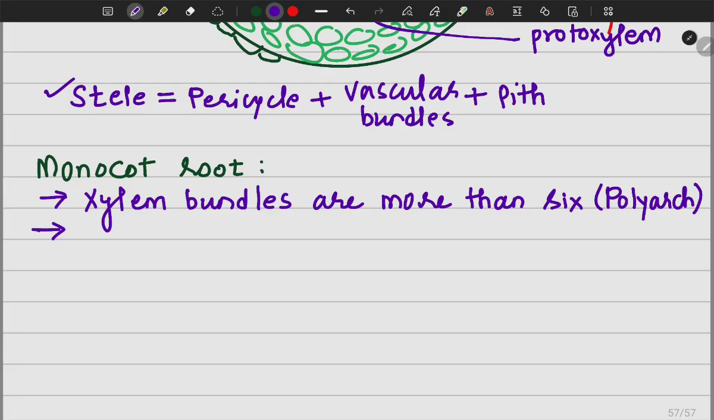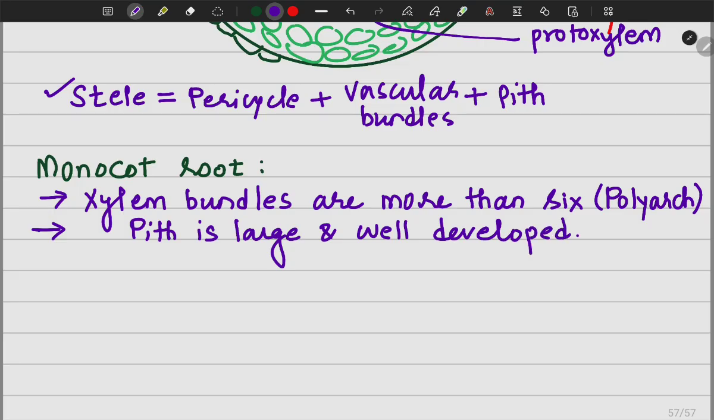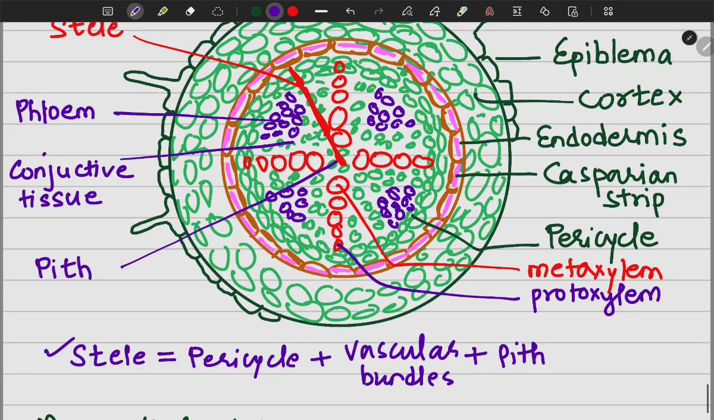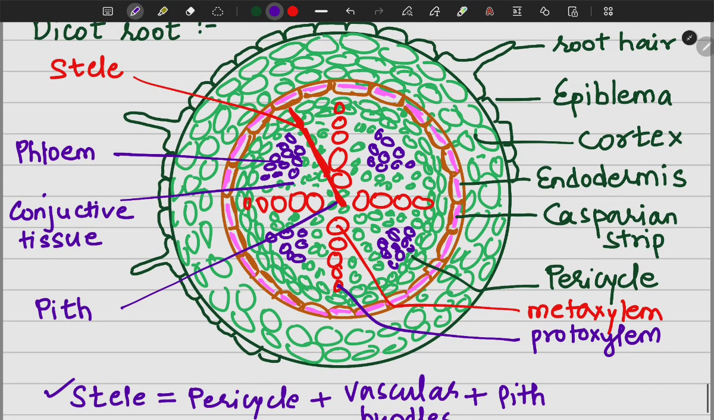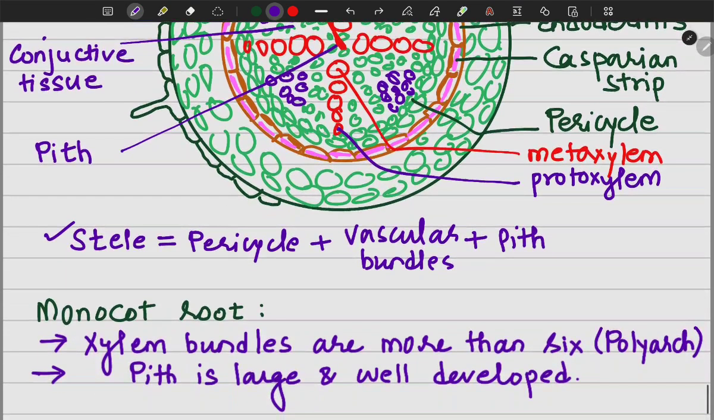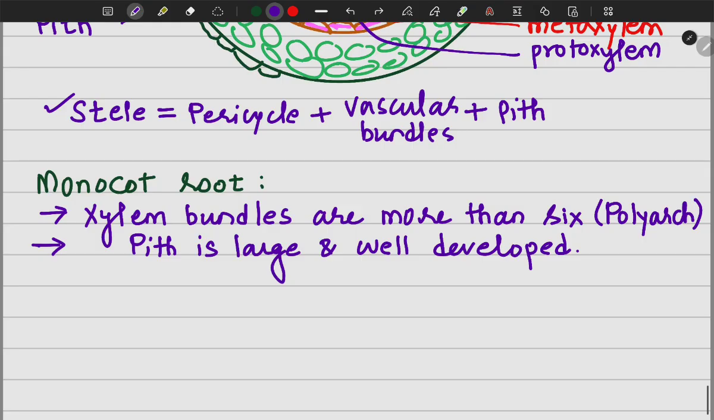Then the second difference in monocot root is that the pith is large and well developed. In case of dicot root, we studied that the pith was inconspicuous. That means pith was very small and not well developed. It was not easily noticeable, right? This portion. But in case of monocot root, it will be large and well developed. This is the second difference.